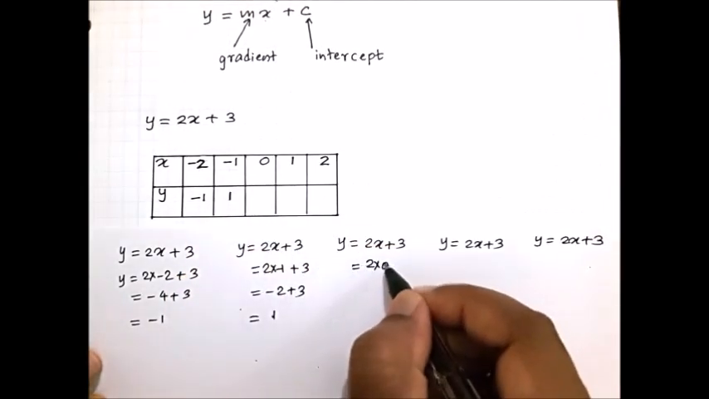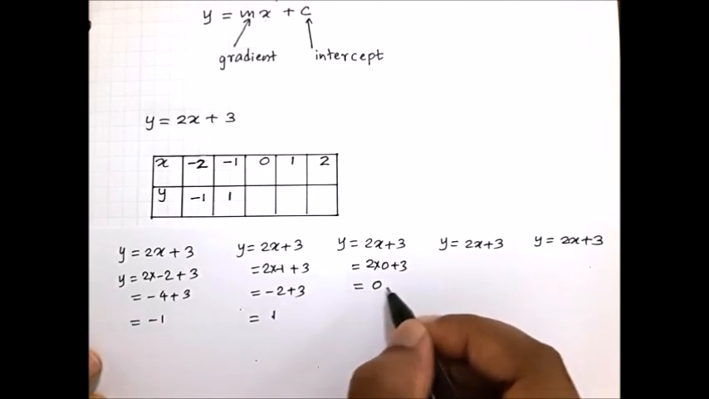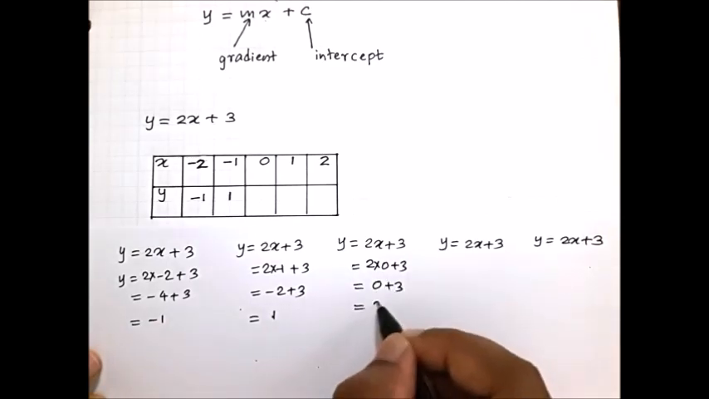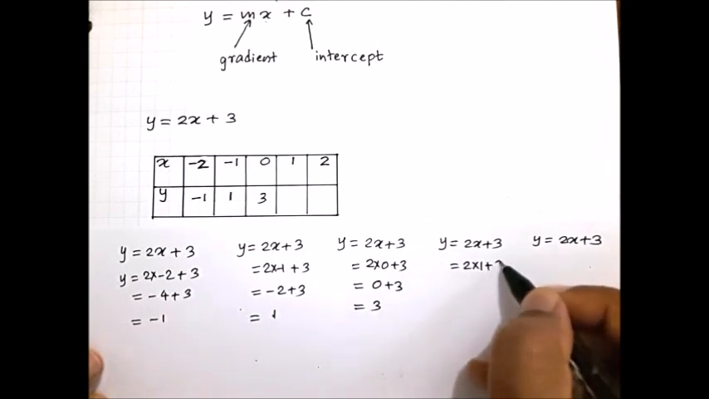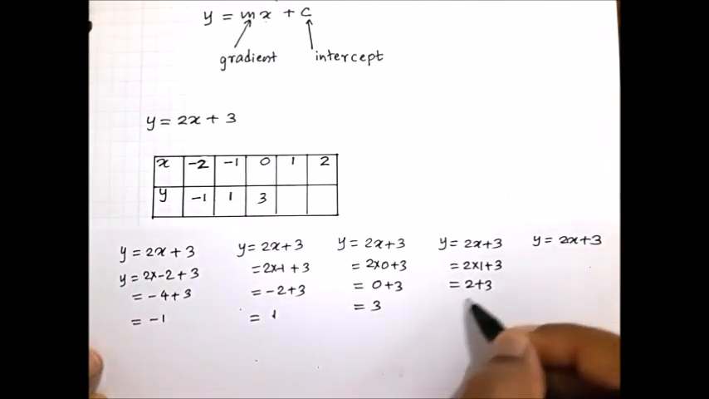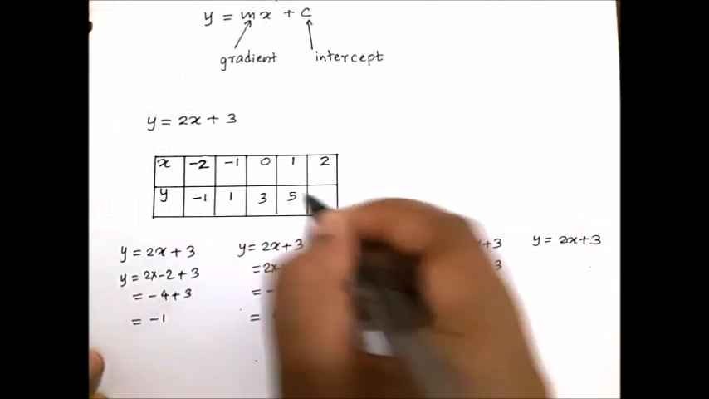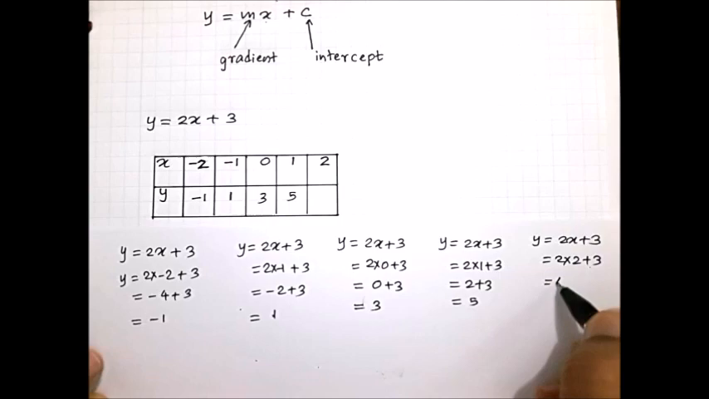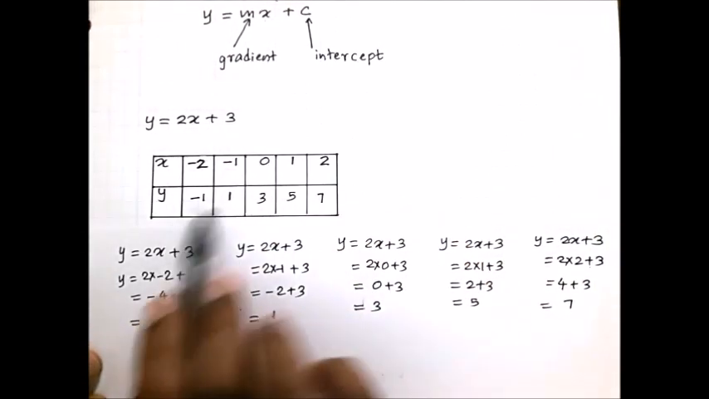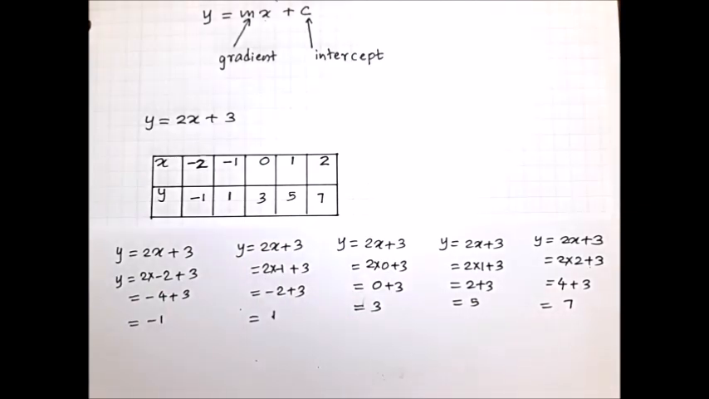Substitute 0. 2 multiplied by 0, 0. 0 plus 3, it is plus 3. 2 multiplied by 1, 2 plus 3, it is 5. Here the value is 5. 2 multiplied by 2, plus 3, 4 plus 3, it is 7. Now I complete the table. Now we can draw the graph.